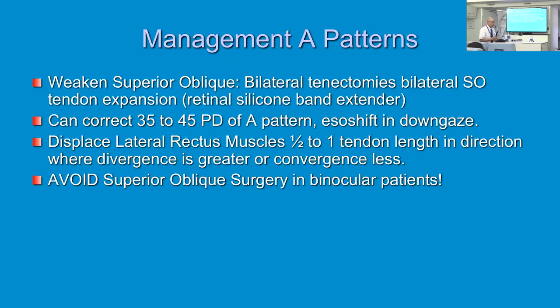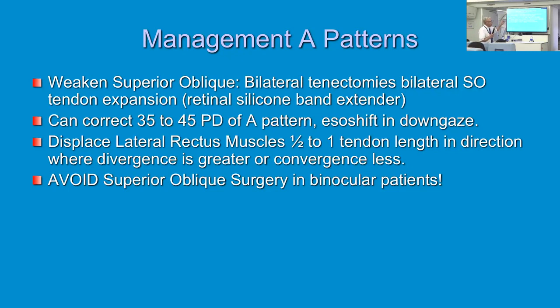So you don't see as much surgery on the superior oblique. Now if they're not binocular, you don't have to worry as much about these torsional changes. But when you cut the superior oblique or if you do a tenectomy, you can really produce a superior oblique palsy in some of those patients, and they can get torsion.